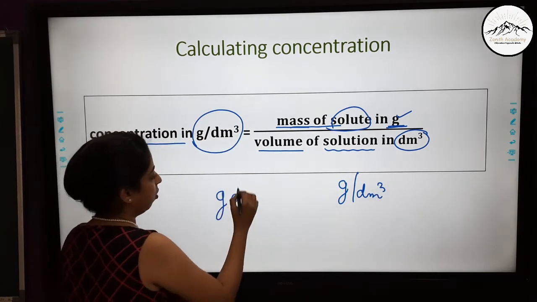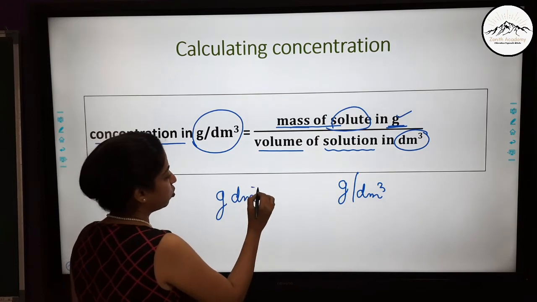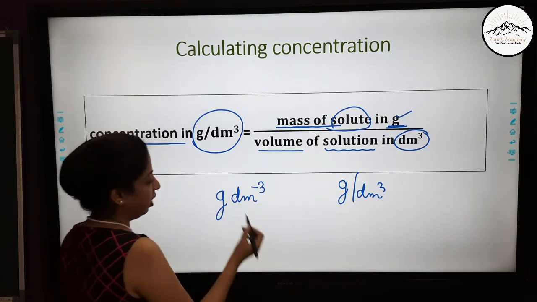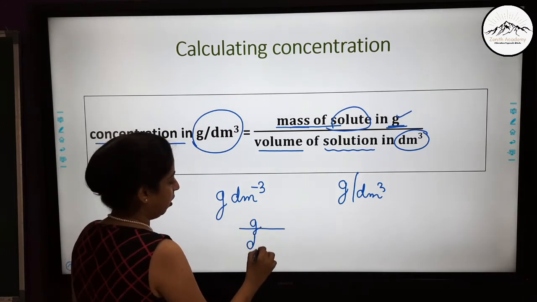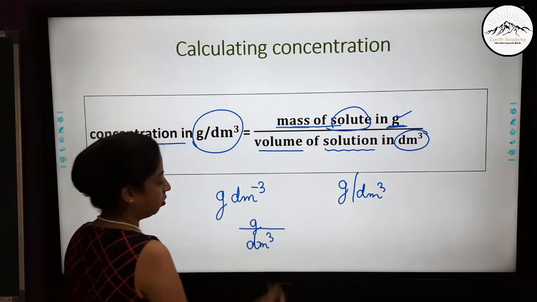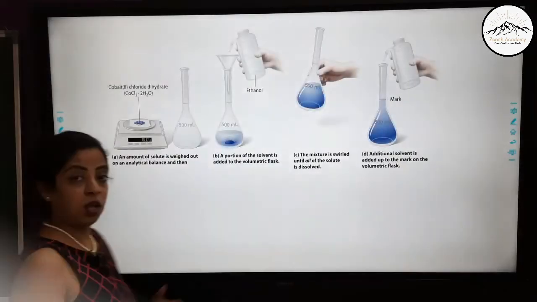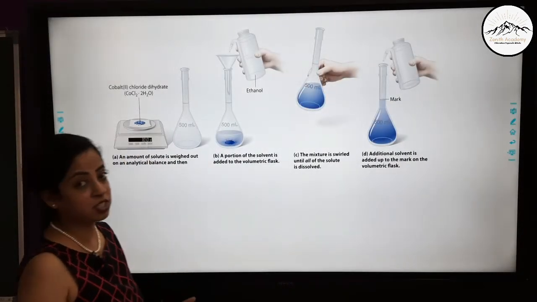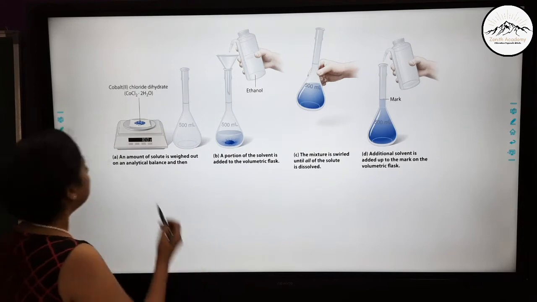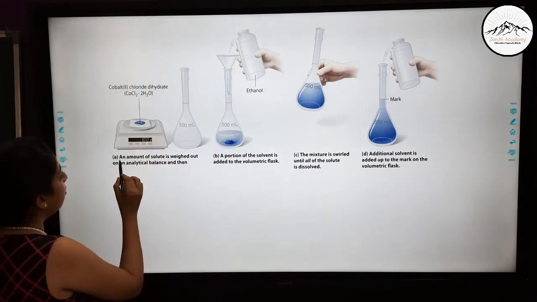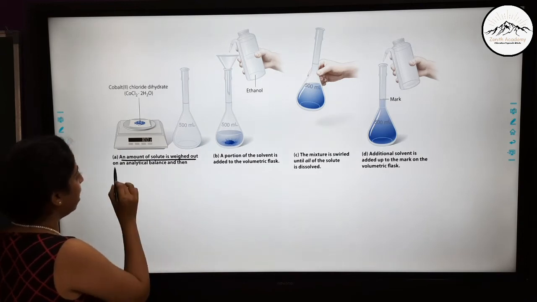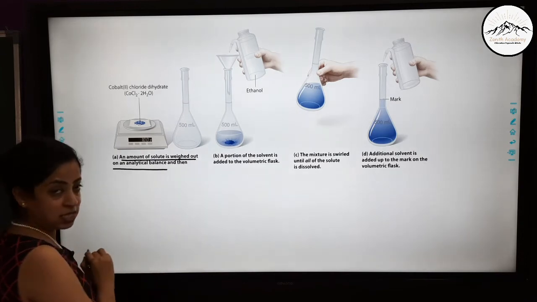Now if I write a superscript of -3, it also means the same, gram per decimeter cube, right? Now let's see how chemists calculate this. We have to take some solute. First, the amount of solute is weighed out on an analytical balance.